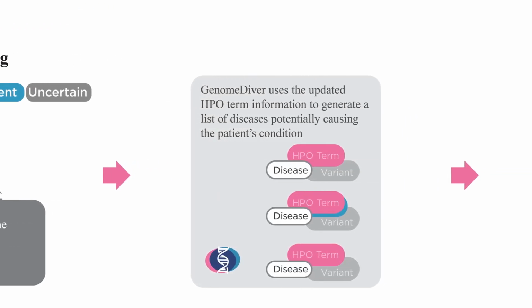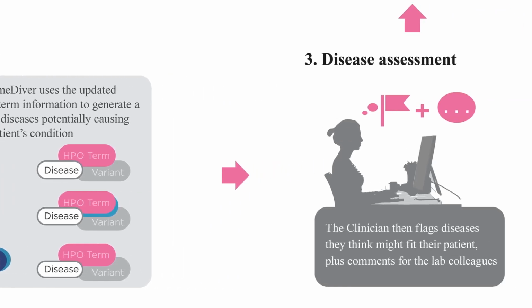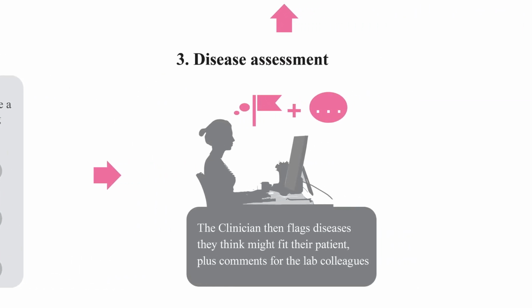GenomeDiver can now use this enhanced list of HPO terms to reanalyze the genomic sequence information, ranking variants and genes and associated diseases. The clinician is now presented with the top-ranked genes and diseases with links to explore each to see whether any look like a good fit for their patient.